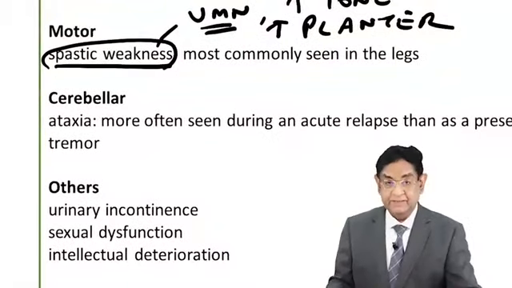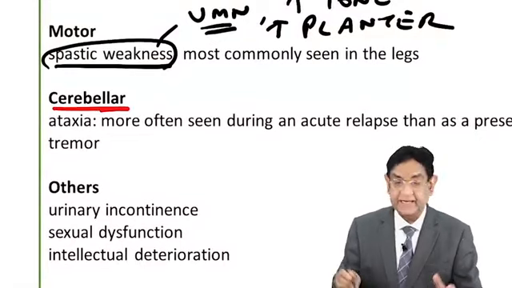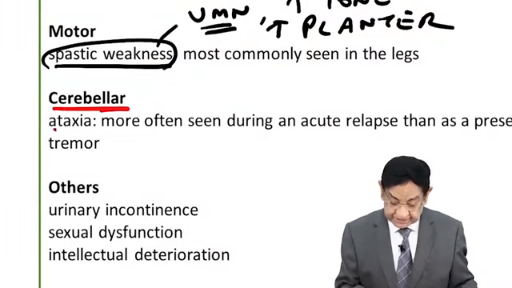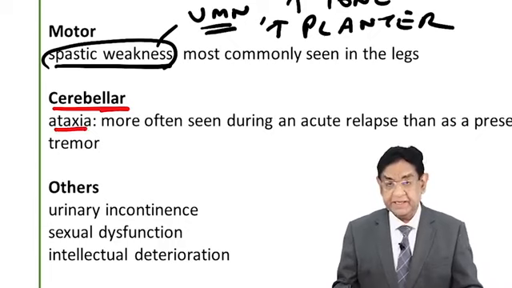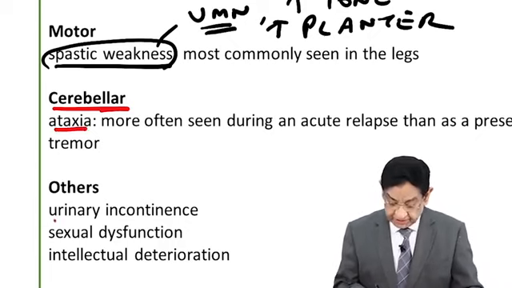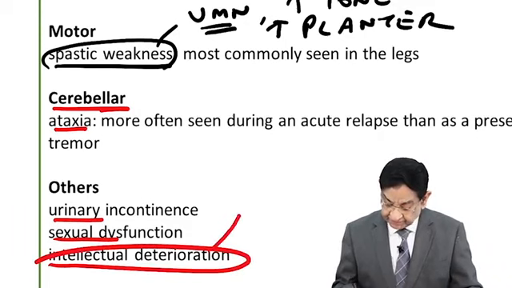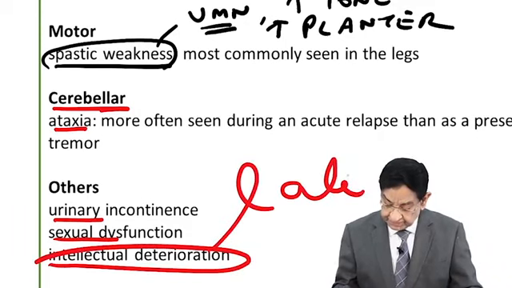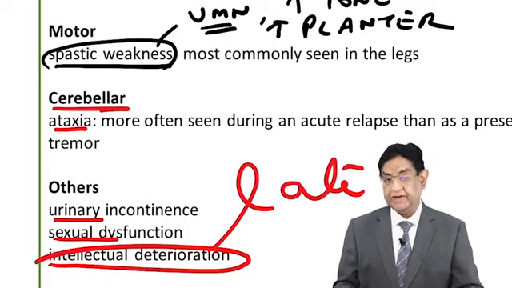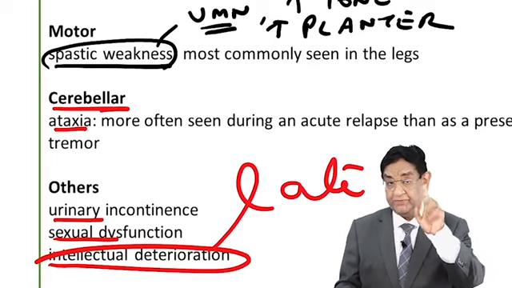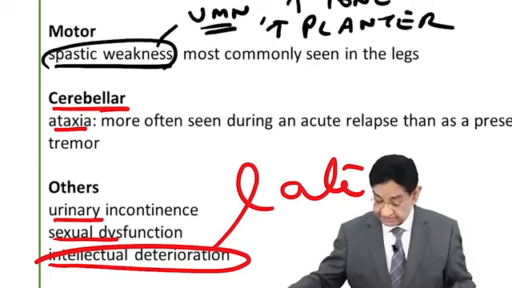Well, there may be involvement of the cerebellum. Anything can be involved that can lead to ataxia. In addition to that, urinary incontinence, sexual dysfunction and intellectual deterioration are late features. It's not an early feature, point to be noted. Very late feature. After many years, it can lead to this.